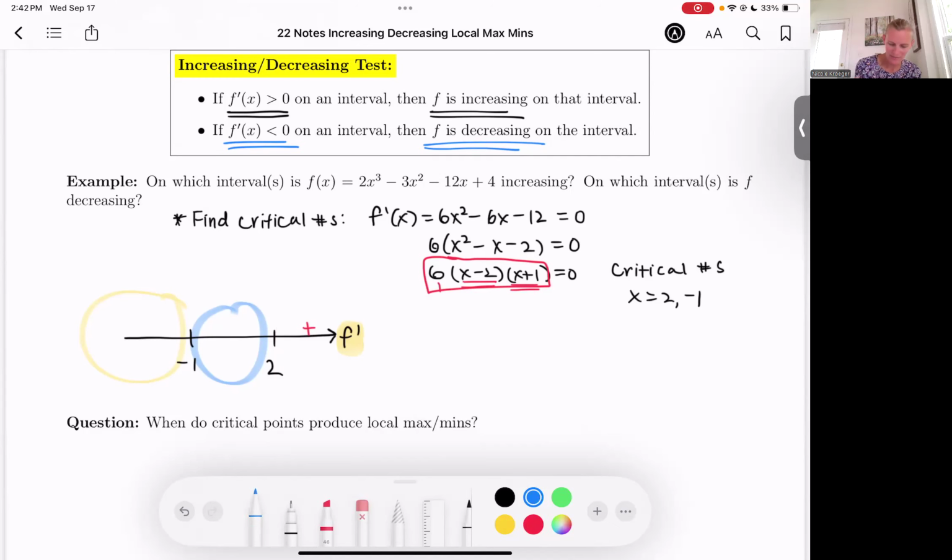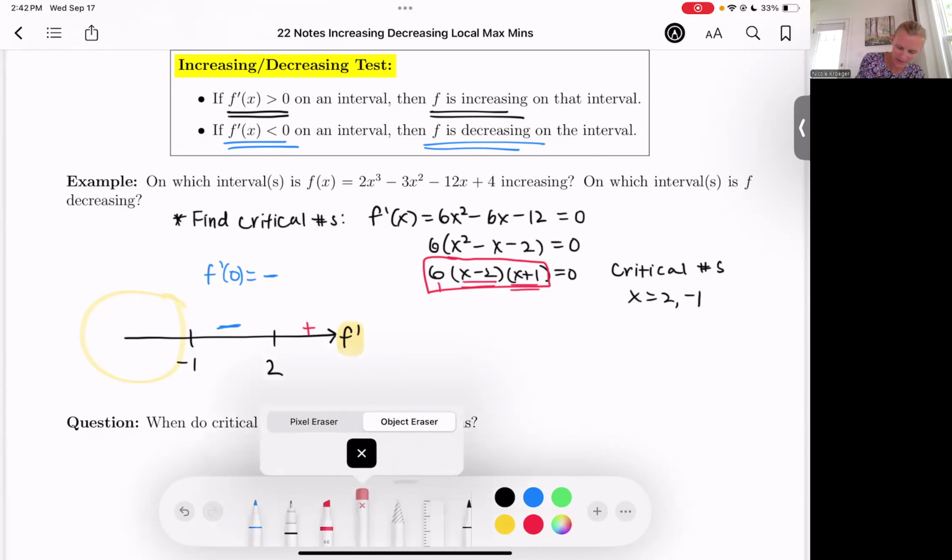Okay? Now I need to pick a number between -1 and 2. 0 is a great choice. So I'm going to look at f prime of 0. When I plug 0 into that derivative, it's very easy to see that I get a negative number out. I don't care what the number is, I just care that it's negative. So I'm not even trying to figure out what the number is. So I get a negative on my sign chart there.